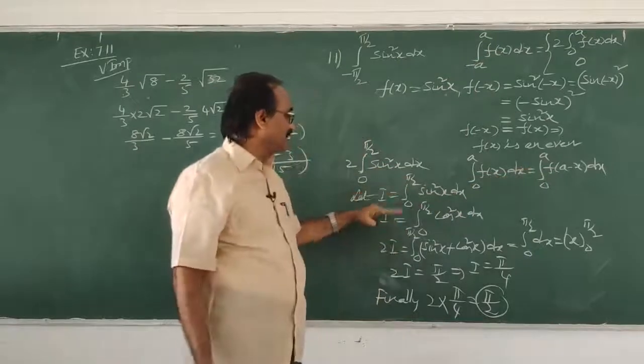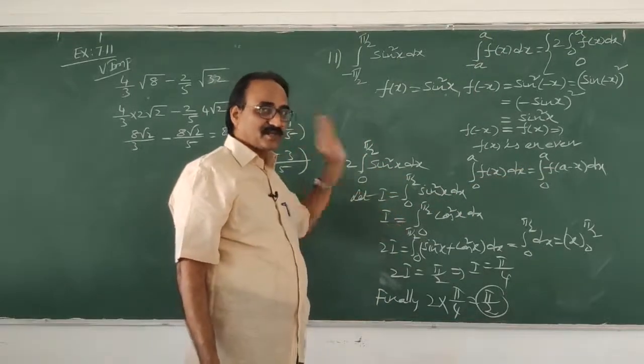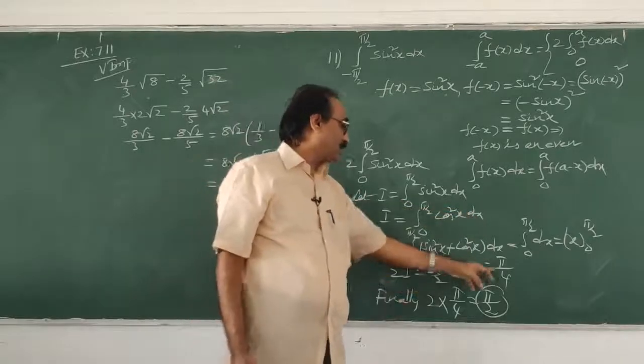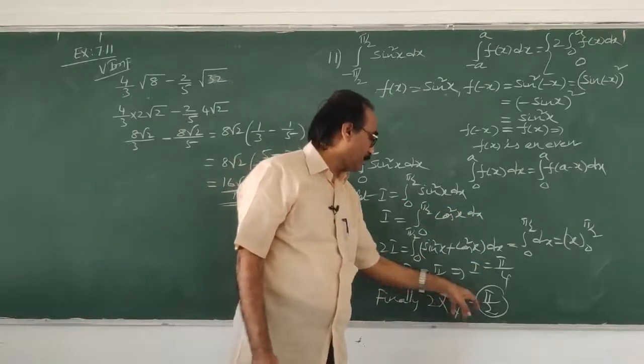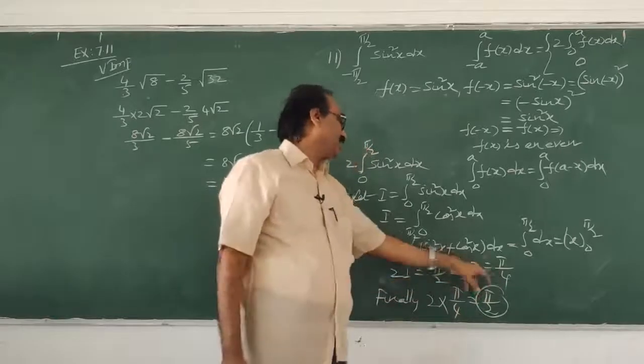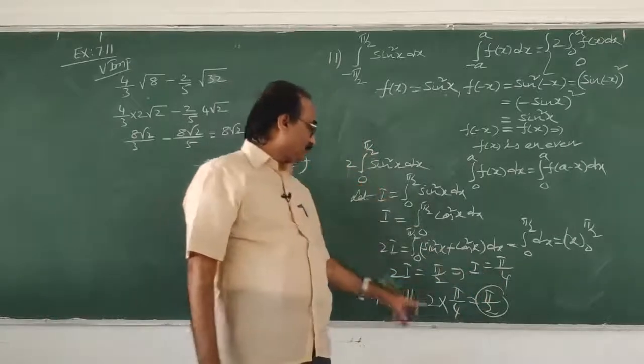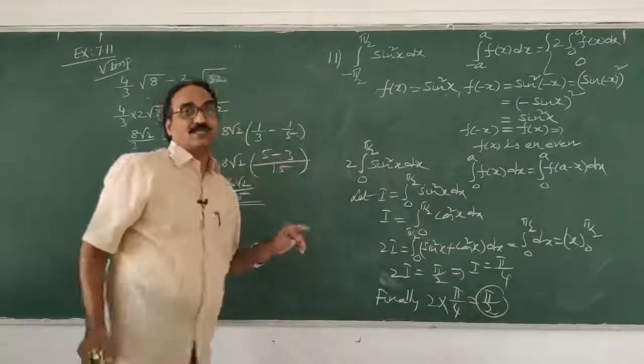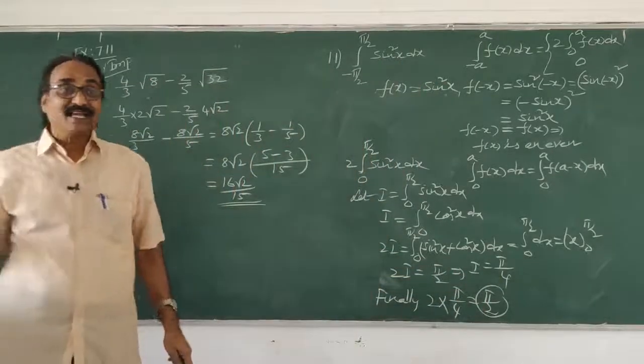Since we already did the first problem, I said 2I, we got pi by 4. So 2I means 2 into I, I is pi by 4, 2 into pi by 4 is pi by 2. The final answer is pi by 2. So this is given when f of x is an even function.